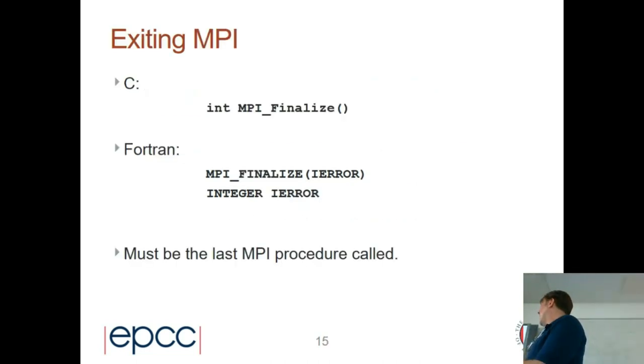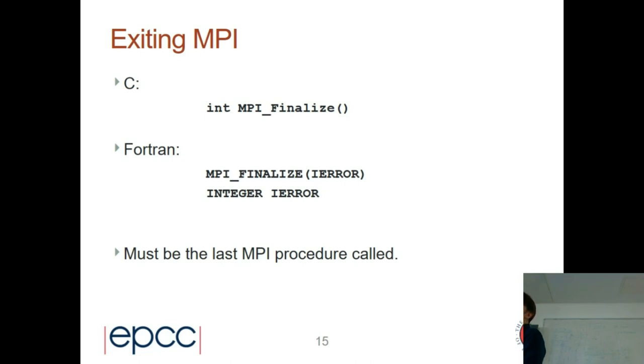To exit MPI, you have to call finalize at the end, with American spelling. It must be the last MPI procedure called. If one of the exercises is not to call it, see what happens. Weird things happen sometimes. But the most important point is that you don't call MPI init, MPI finalize, MPI init. You call MPI init, then you run your program for 10 hours, and you call MPI finalize, then you stop.